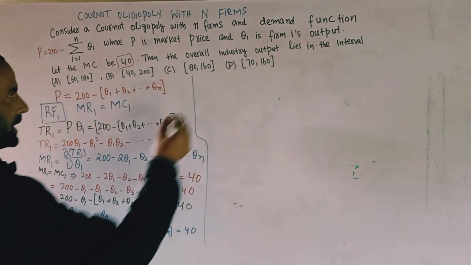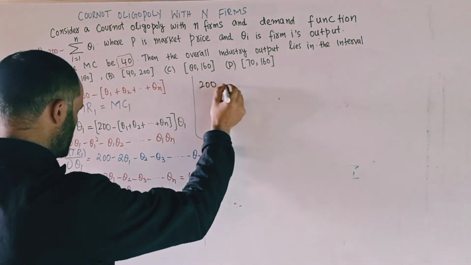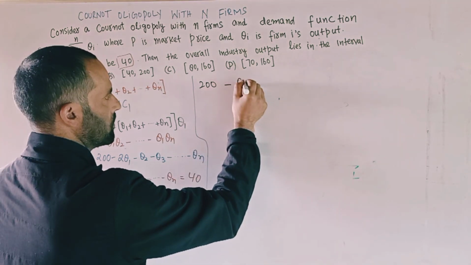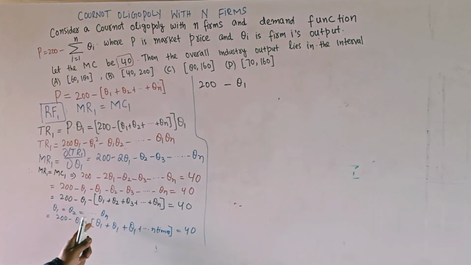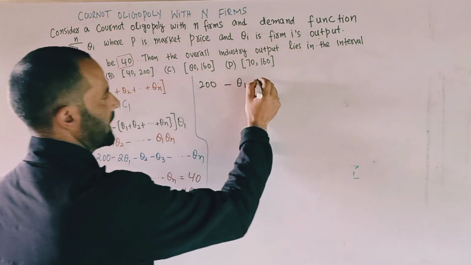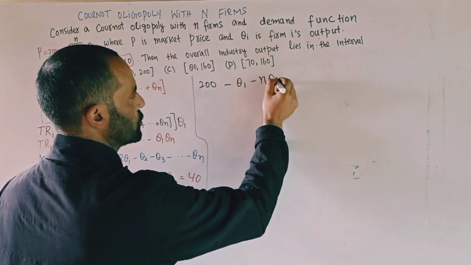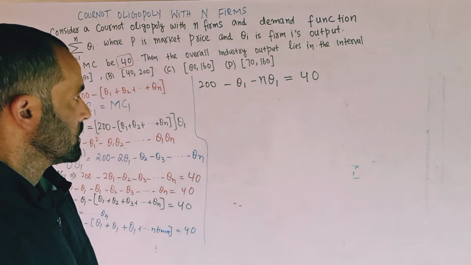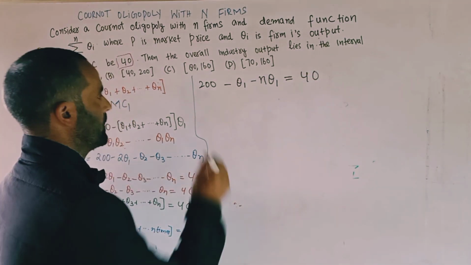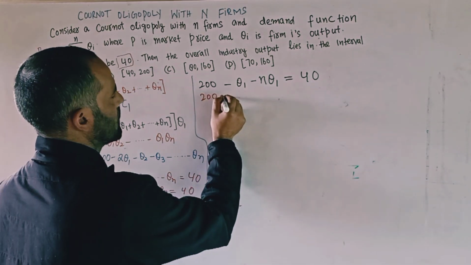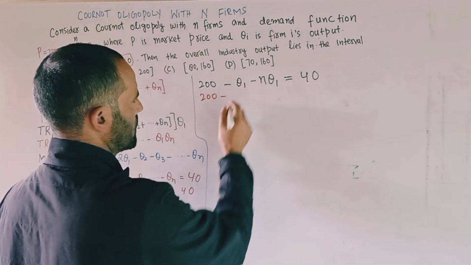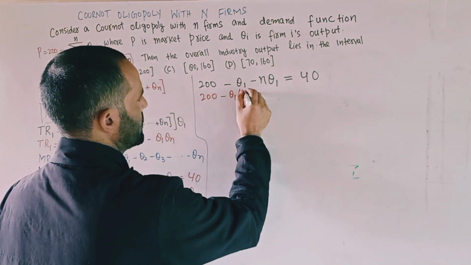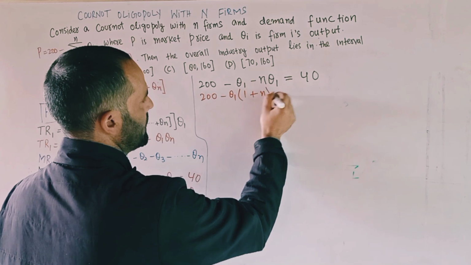So we have here 200 minus Q1 minus, now here you can see we have Q1 n times, so in place of this I can write n times Q1 is equal to 40. Which implies, let me write it here, we have 200, let's take minus Q1 common, so we are left with 1 plus n is equal to 40.